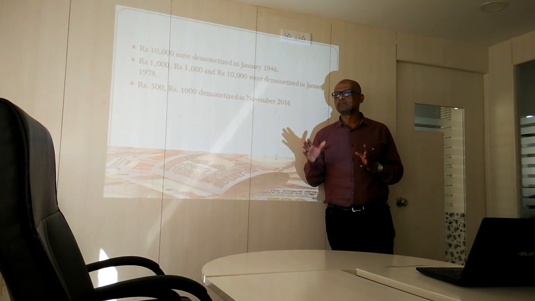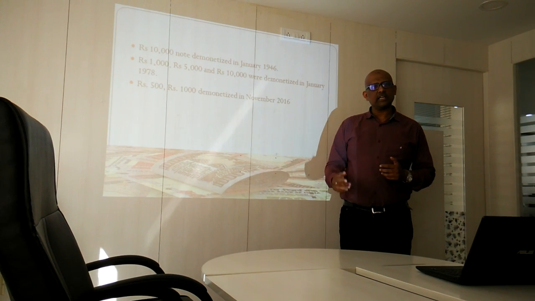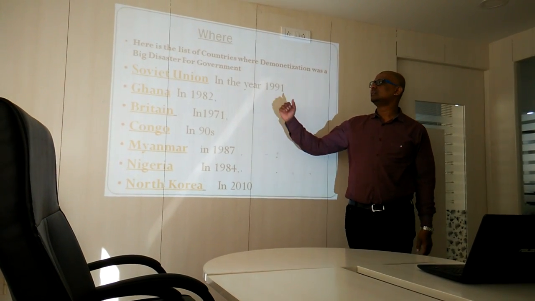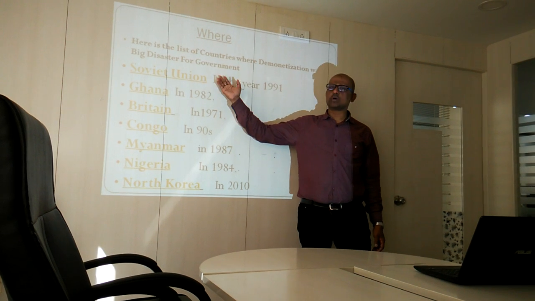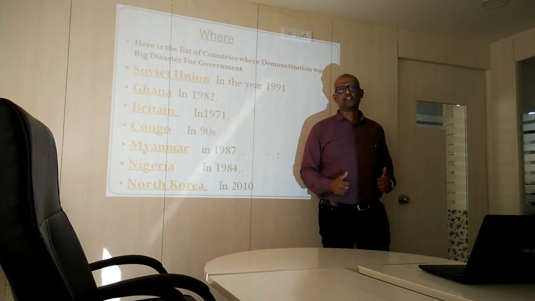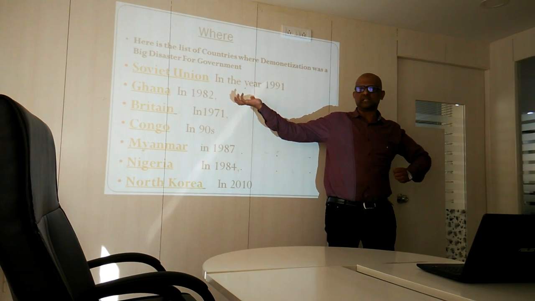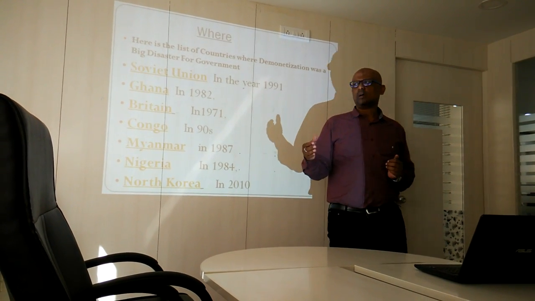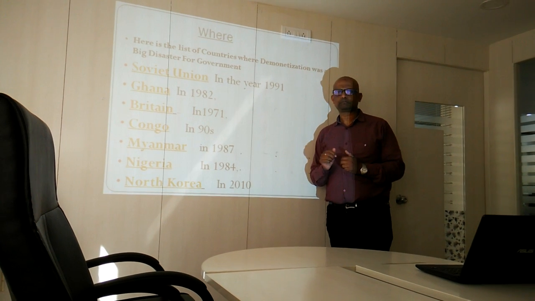However, many countries tried doing this but were unsuccessful. So why? The first was the Soviet Union in 1991. They tried to demonetize the currency, but they were unsuccessful. It was a big disaster. There might be various reasons or factors due to which this happened.